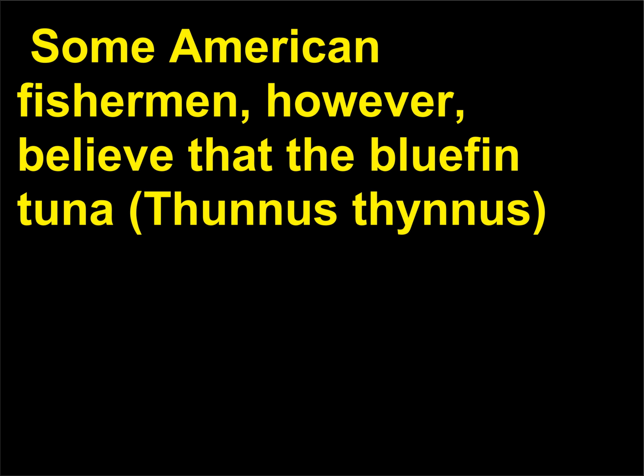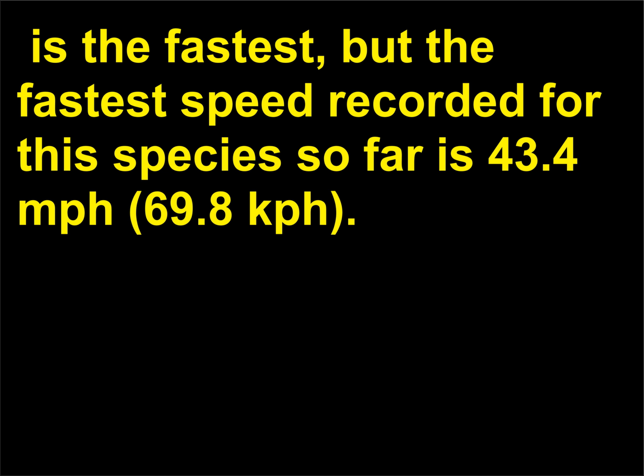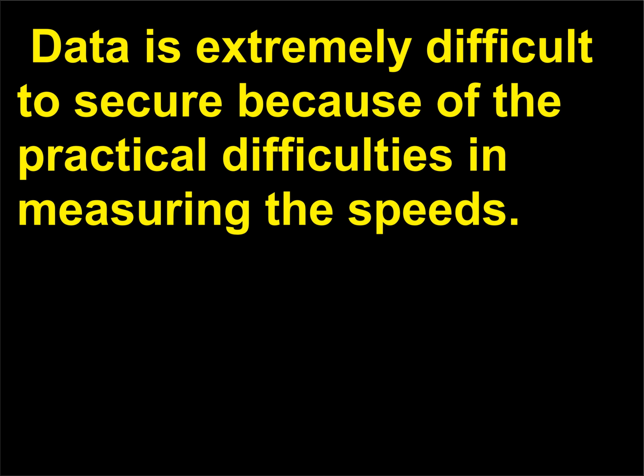Some American fishermen, however, believe that the bluefin tuna, Thunnus thynnus, is the fastest, but the fastest speed recorded for this species so far is 43.4 miles per hour, 69.8 kilometers per hour. Data is extremely difficult to secure because of the practical difficulties in measuring the speeds.